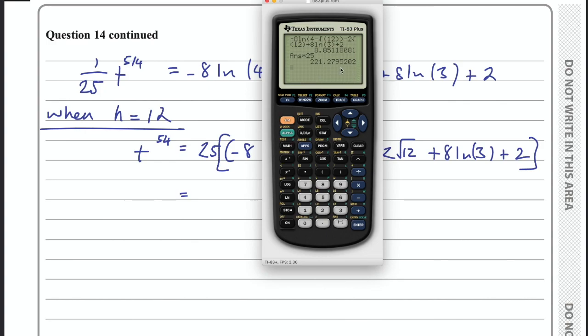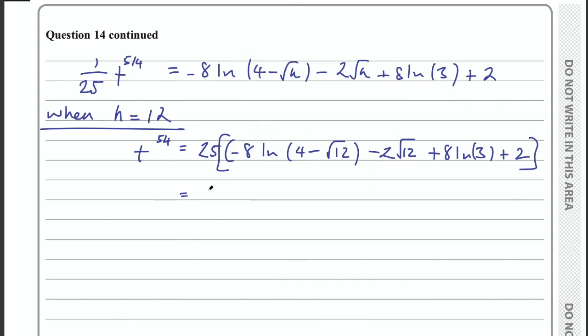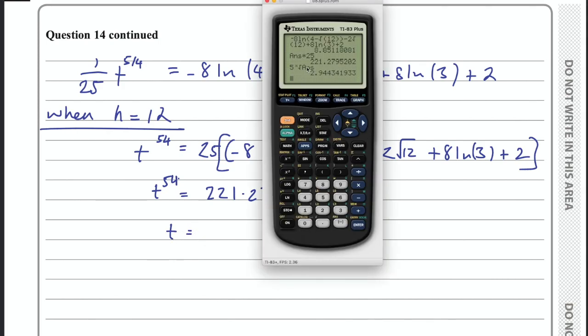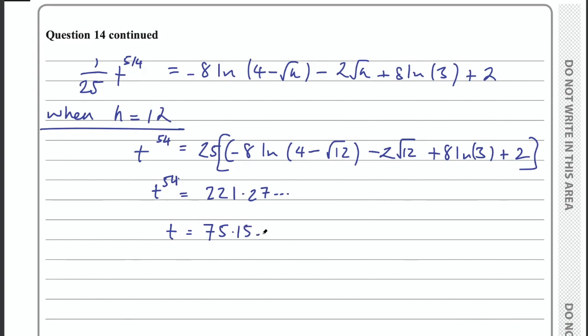I get 221.27 and so on, 2727. And then to find t, well, I could take the fifth root and raise that to the power of 4, I guess. So that would give me t. So the fifth root, and then, so I get 2.94, and then raise that to the power of 4 to get rid of that power of 5 on 4. I get 75.15, and so on, 75.15.